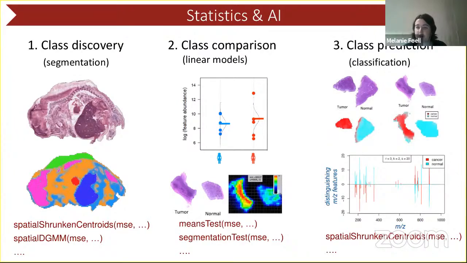we could do class prediction via a classification analysis. And here again, we have tumor and normal tissues, meaning we have some labels or classes, and we can now train a classifier to learn the molecular content of the different classes. And when provided with a new tissue of an unknown class, the algorithm could potentially predict if it is a tumor or a normal tissue. And for this, again, we can use the spatial shrunken centroids algorithm in a supervised manner by providing the class labels for each spectrum.